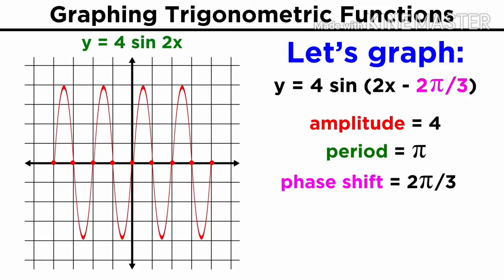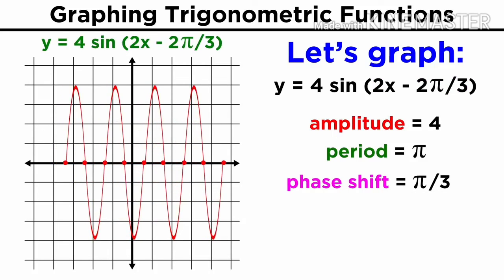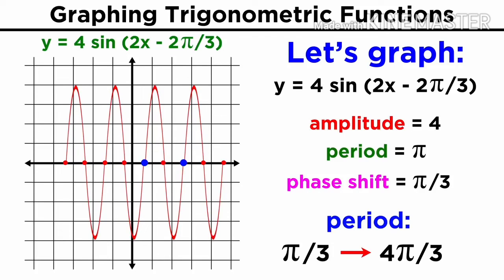Then we find the phase shift. This term would mean that the whole thing is shifted 2/3 pi to the right from the origin, but we have to divide that by this number since this is causing things to contract, so that leaves us with pi over 3. So the period will start at 1/3 pi and end at 4/3 pi, going up to 4 and then down to negative 4 before coming back to 0.